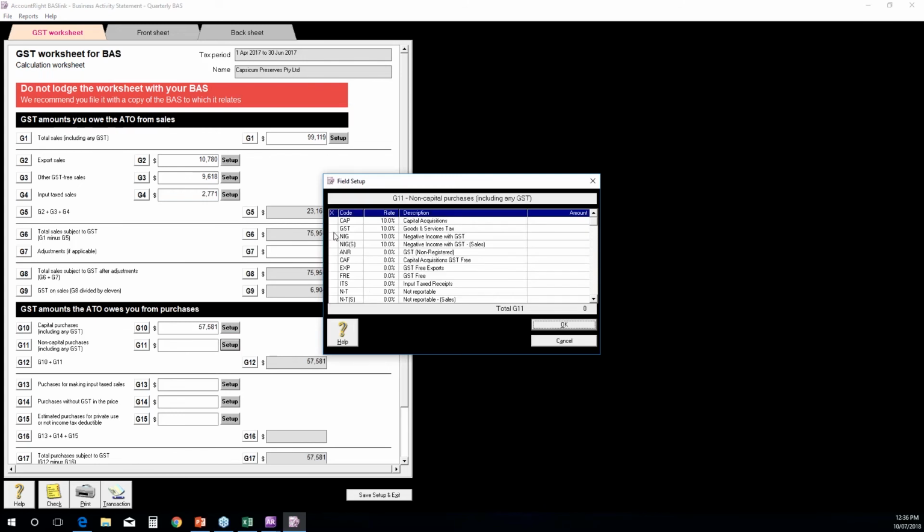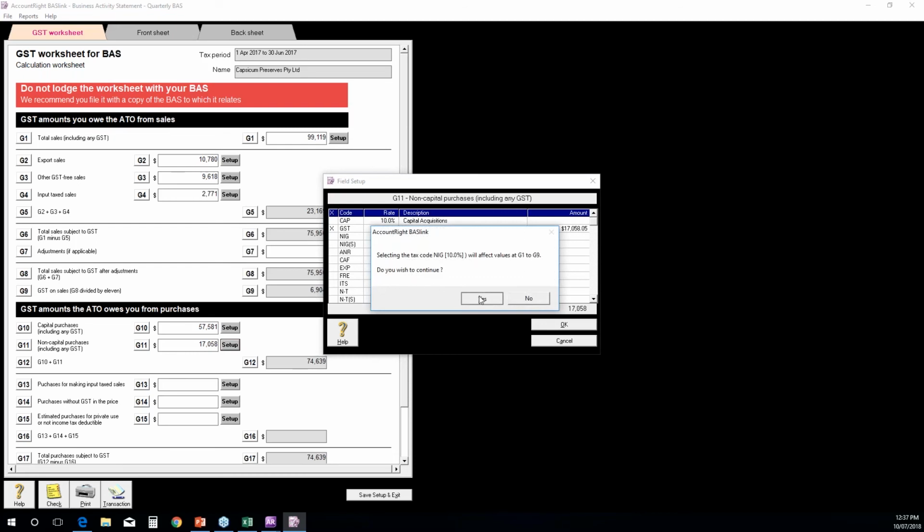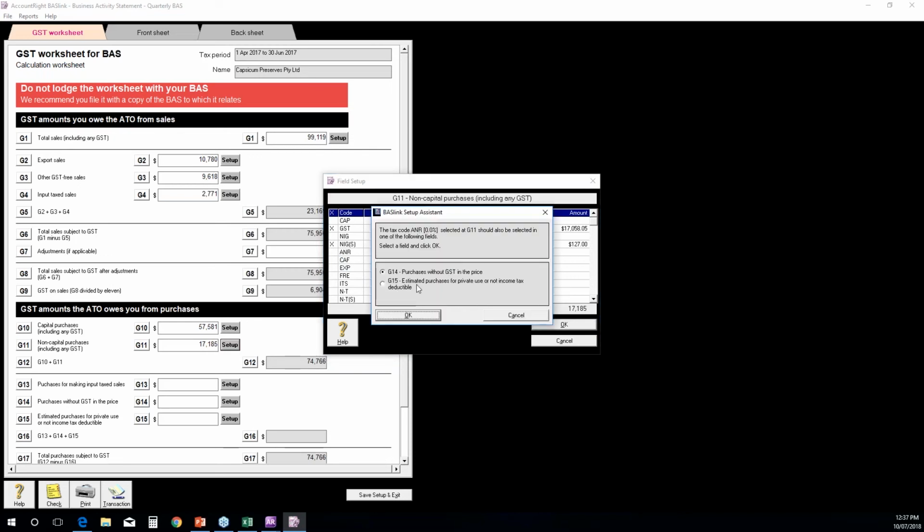G11, we will put GST on purchases. NIG, negative sales, but it's really expense, so I'm going to click that. It's okay. Continue. ANR, GST not registered expense, of course, and it will go to G14, purchases without GST.